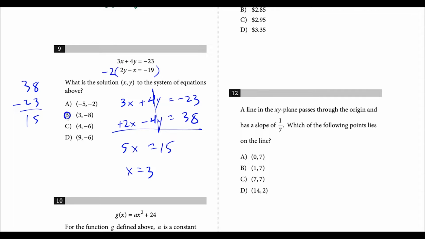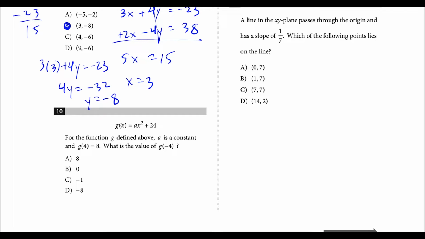So right away, it's looking like choice B, but just to be safe, I'll plug back in 3 times 3 plus 4y equals -23. I could plug it into any of these equations. If I subtract 9 on both sides, because 3 times 3 is 9, we have 4y equals -32. So y is definitely -8, definitely choice B.